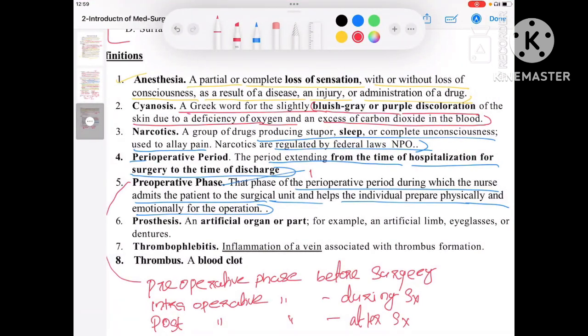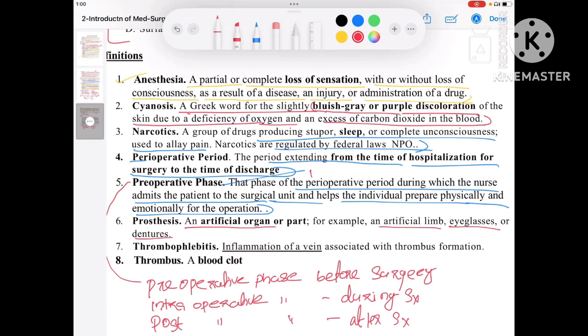Then the next one is prosthetics. Prosthetics means an artificial organ or part, for example an artificial limb, eyeglasses or dentures.